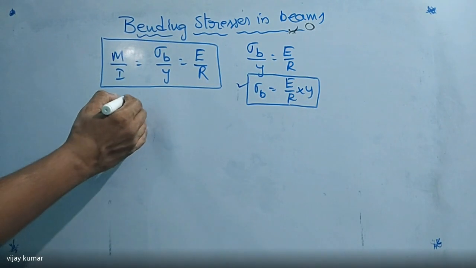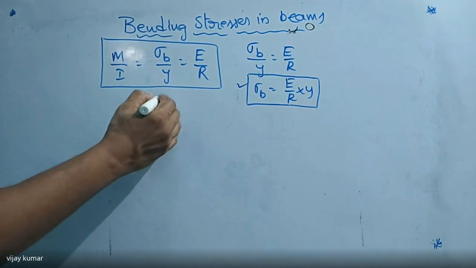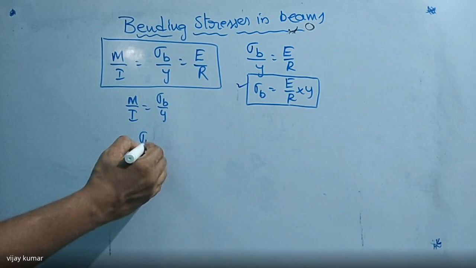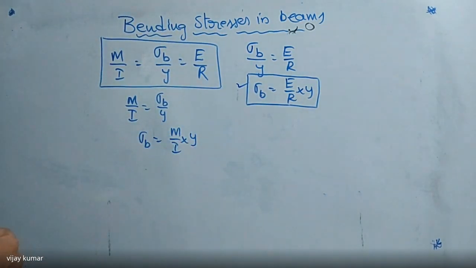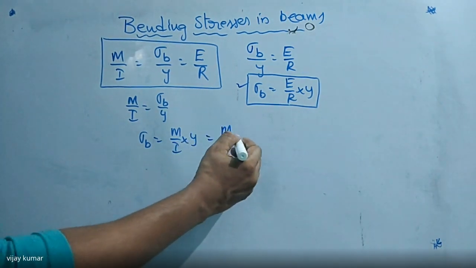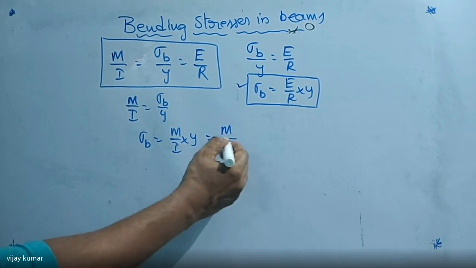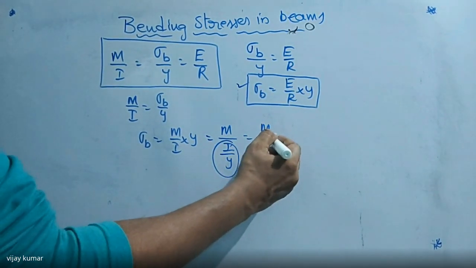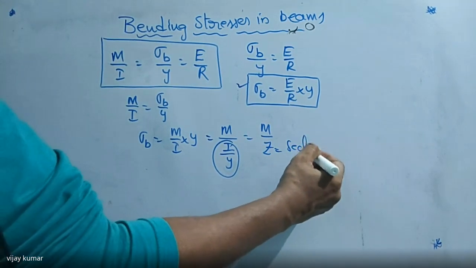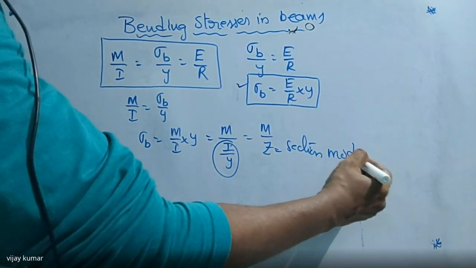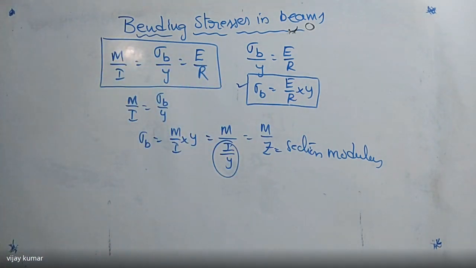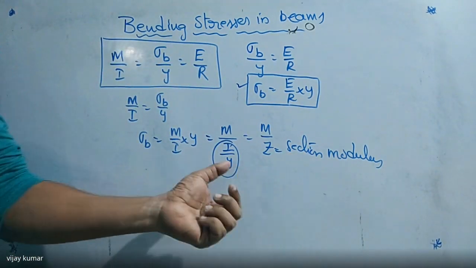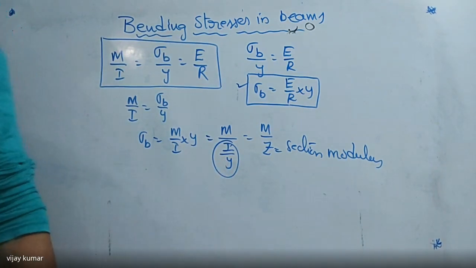And I can use another relation. M by I is equal to sigma b by Y, and sigma b is equal to M by I into how much? Here I am writing M divided by, I can write I by y, but I by y is always named as the Z value. Z is always named as section modulus. So section modulus always depends on the y value.